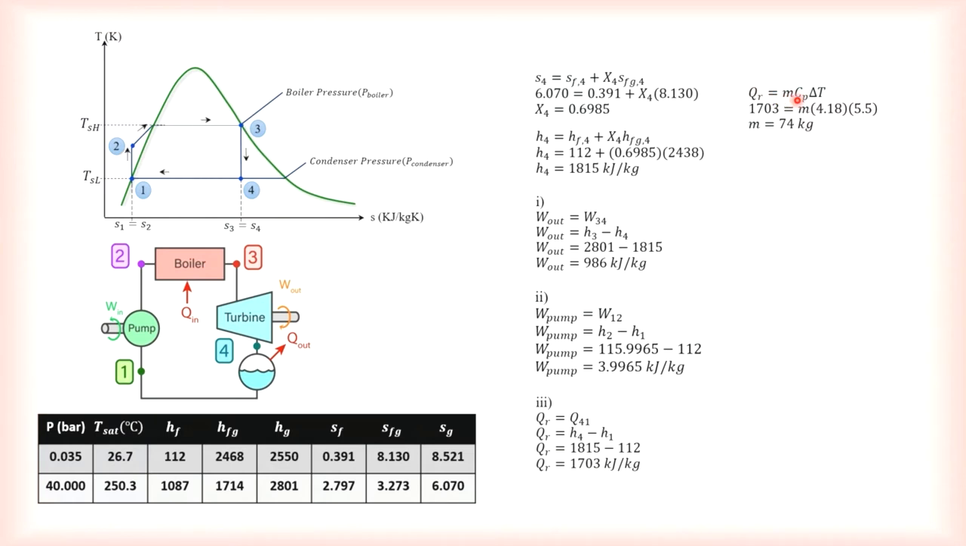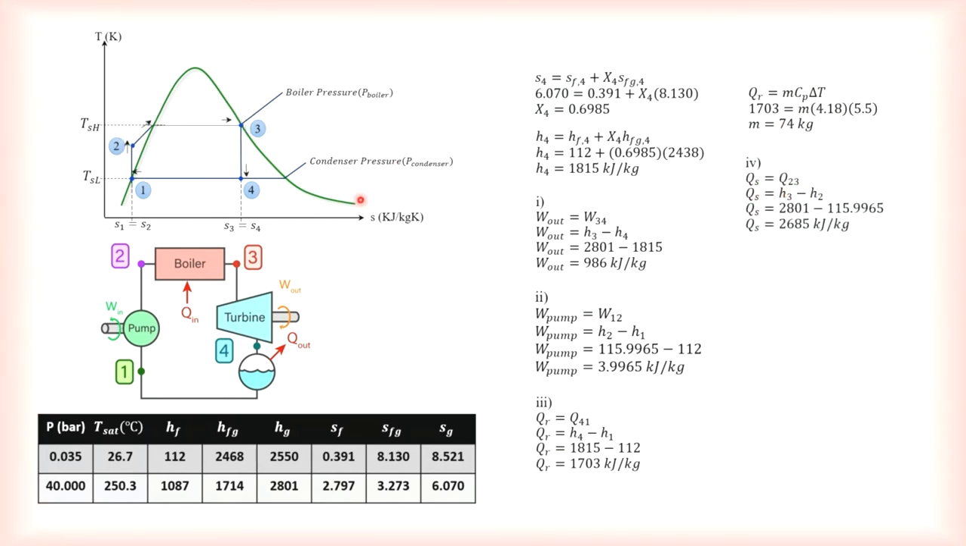So we can use Q equals MC theta. This is your MC theta when you do your physics. In thermal, we put MC delta T. Delta T means the change in temperature. CP is the specific capacity at constant pressure for saturated liquid, 4.18. So from this you can find out the mass flow, which is 74 kg of water.